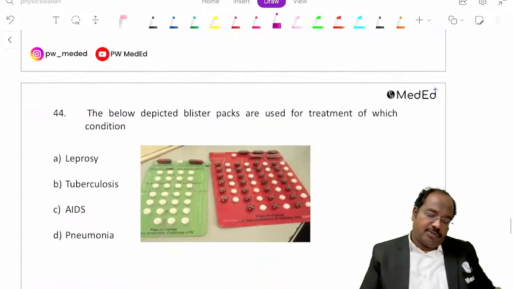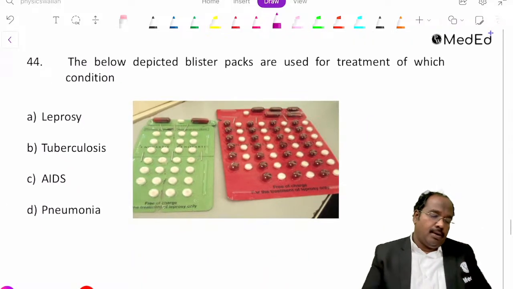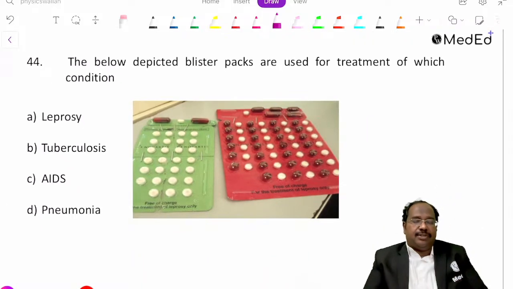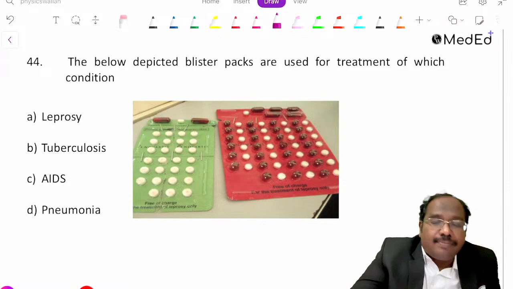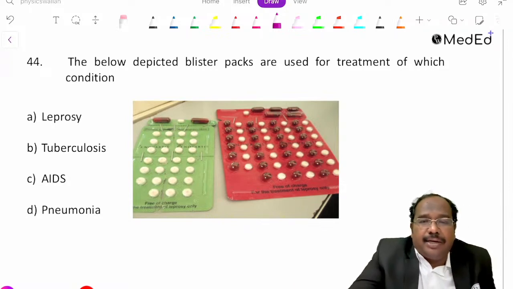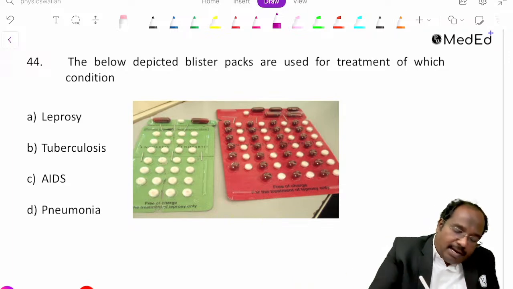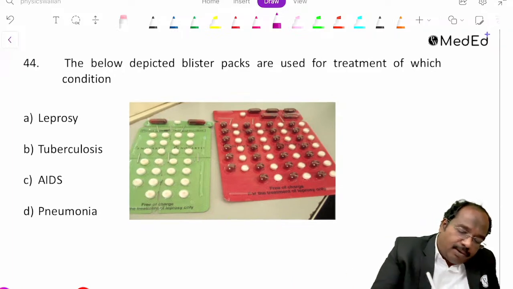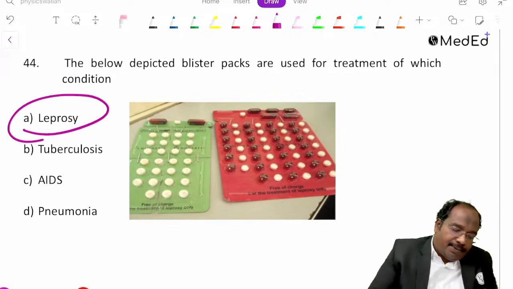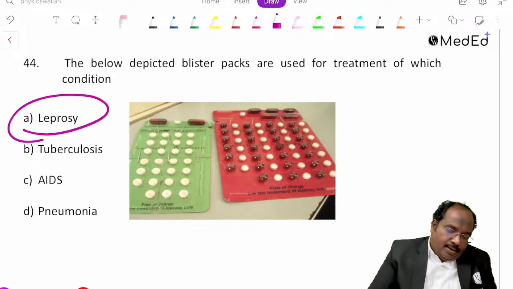We go to the next question. What is the answer for this question? Yes, this is for leprosy, guys. The answer is leprosy.